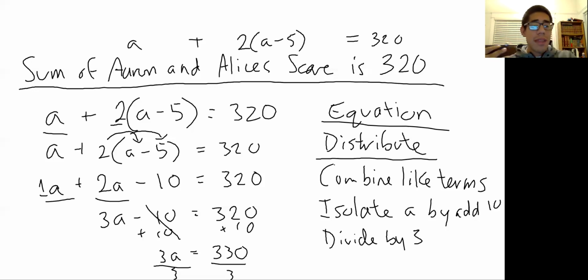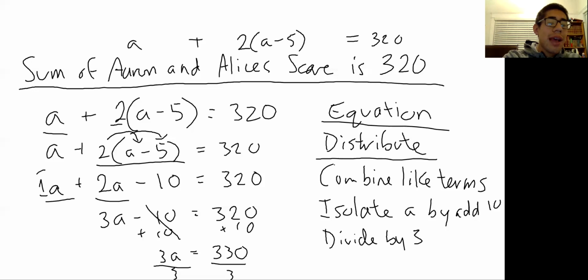This way of thinking ensures that you get the right operation. But anyways, we end up with A plus 2A minus 10 is equal to 320. Notice after we do the distribution, the parentheses disappear, right? This became this down here.